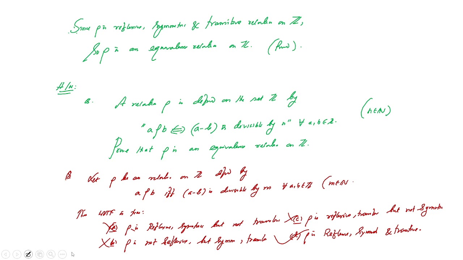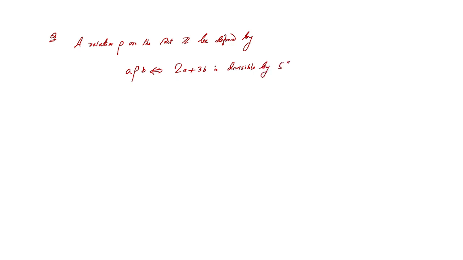Now we will continue with the next important problem. It is given a relation rho on the set Z, defined by A is related to B if and only if 2A plus 3B is divisible by 5, for all A, B belonging to Z. The question is to examine if rho is an equivalence relation on Z.